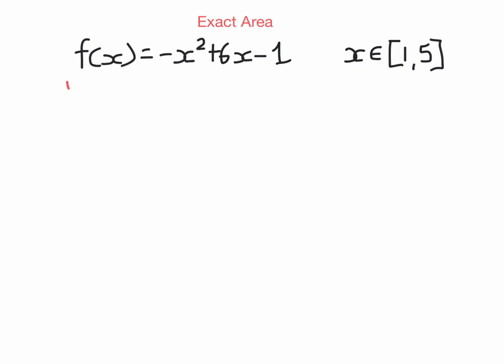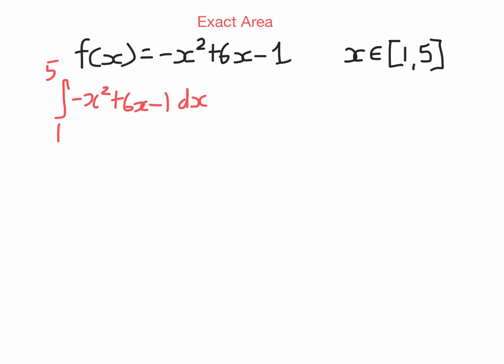use integration. So what we're going to do is integrate our function negative x squared plus 6x minus 1 between the two endpoints. Lower endpoint always goes on the bottom, higher endpoint on the top. Now when you're writing out an integral, make sure you write the dx so you don't lose marks. So how do I integrate this function here?